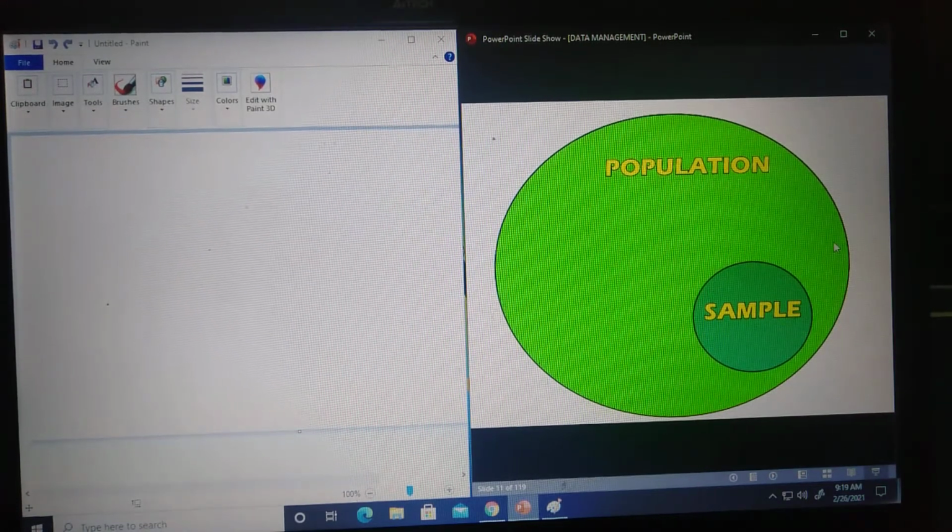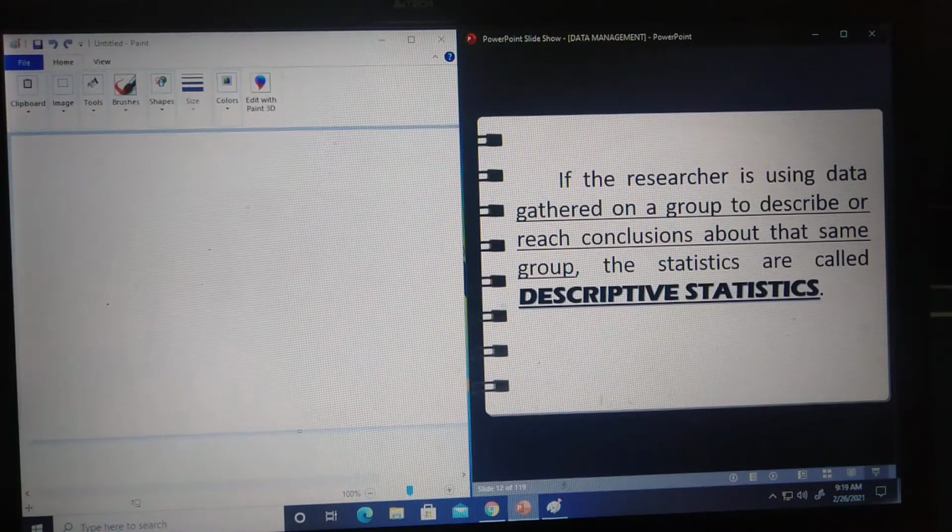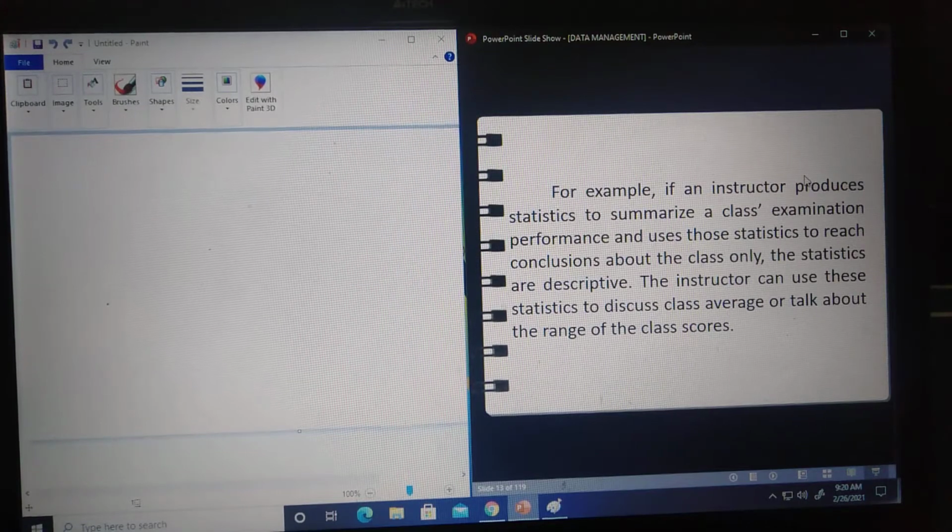Since we already identified the two, malalaman natin kung ano ang pinagkaibahan ng descriptive and inferential. If the researcher is using data gathered on a group to describe, okay, descriptive, describe, or reach conclusions about the same group, the statistics are called descriptive. Dito sa descriptive statistics, we are just focusing on one group lang to. Okay? For example, an instructor produces statistics to summarize a class examination performance and uses those statistics to reach conclusions about the class only.